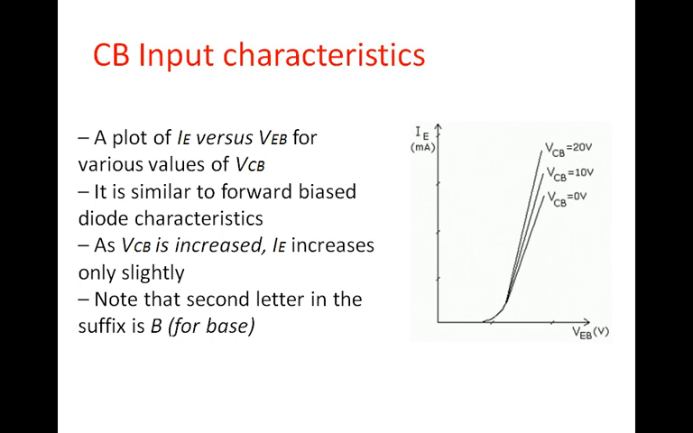Since the input junction is forward bias, the characteristics is very similar to the forward bias diode characteristics. If you observe these characteristics, as VCB is increased, IE increases slightly. This is because the collector to base junction is reverse bias, and the larger the VCB voltage, the more the depletion region at the collector to base junction penetrates into the base of the transistor. Thus the distance between the depletion regions is very small, reducing the resistance between the emitter base and collector to base depletion region. If resistance decreases, the current increases slightly.